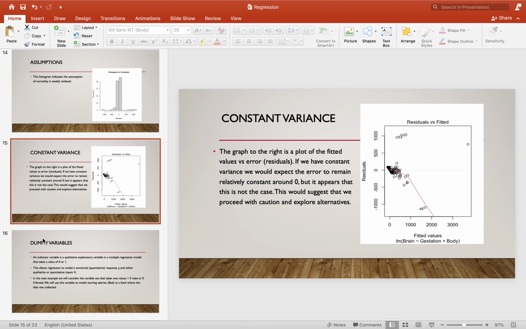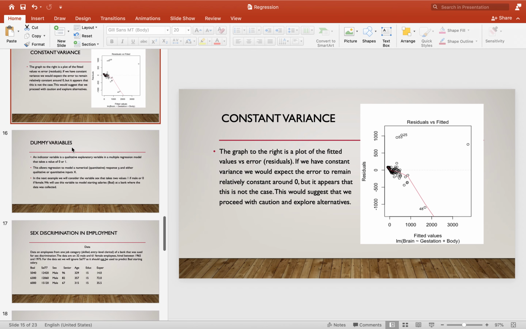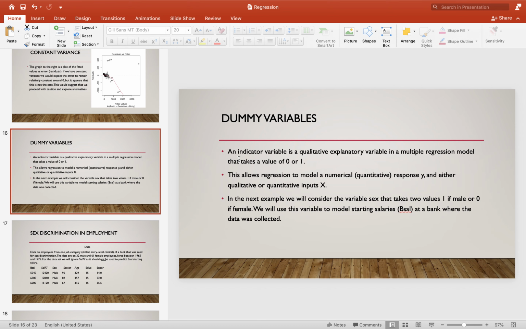Okay, now one other thing I want to talk about is dummy variables. So an example of a dummy variable could be sex, in which there's just male and female. So here you can code a variable in a multiple linear regression model to take a value of 0 or 1, male or female. Okay. So if you saw an input of male, you might put a 1, and if you saw an input of female, you might put a 0. Okay.